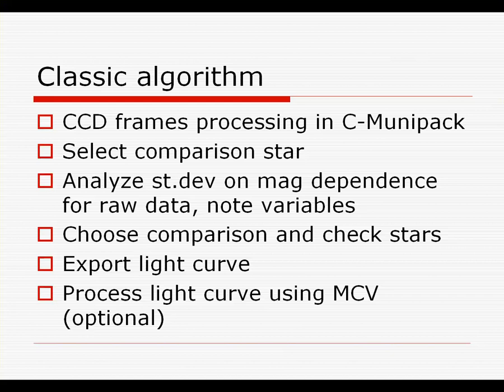Then on the next step, we should choose multiple comparison stars. We should choose all suspected variable stars manually because at this step the previously chosen stars are not safe. And then export the light curve and process it in some different software like MCV, for example, for obtaining the final time series.